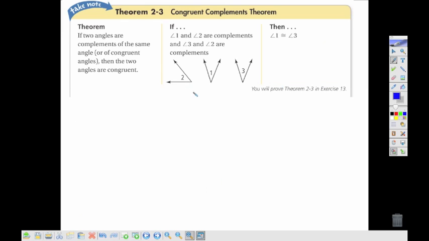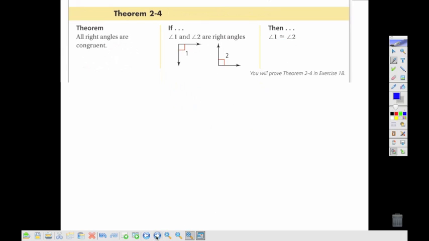We have a similar thing with complementary angles, where 1 and 2 are adding up to 90, 3 and 2 are also adding up to 90, so I would know that angles 1 and 3 would have to be the same. We can also, this is a different one, we are saying that all right angles are congruent.